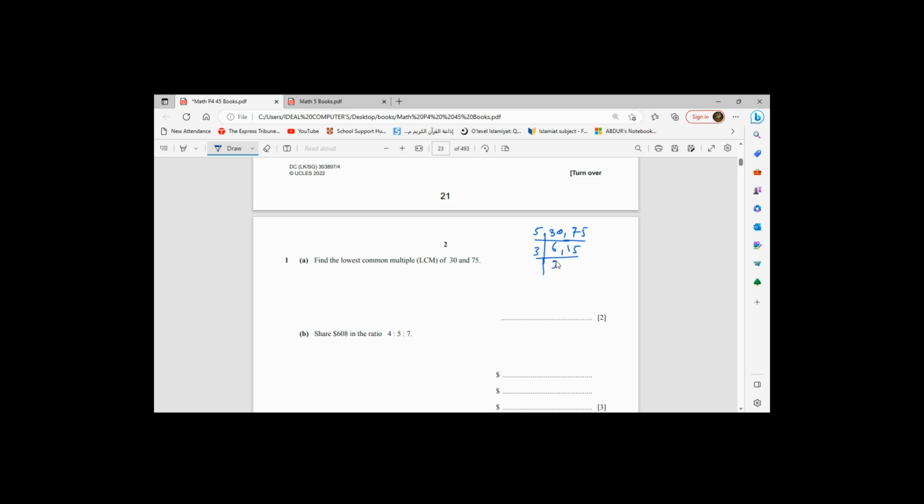So I will write 3 2s are 6, 3 5s are 15, and next is 2 1s are 2, and then we got 5 at the end, so 5 ones are 5. So we'll just multiply all these numbers to get the LCM. So start with 5 times 5 times 3 times 2 times 1. If I multiply all these together, I will get 150.